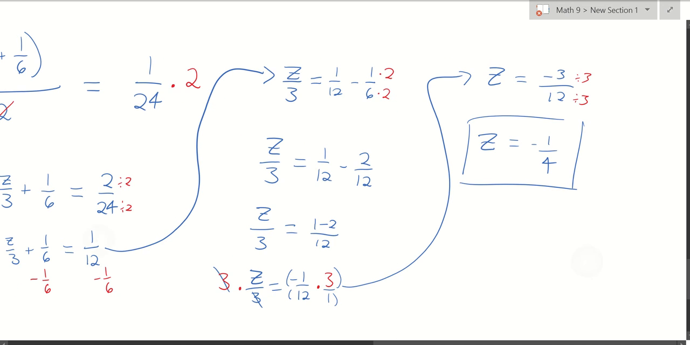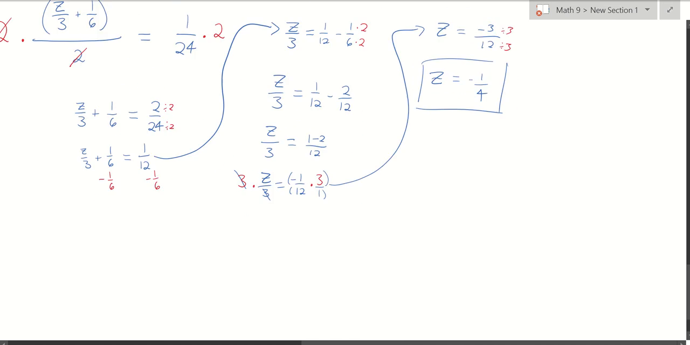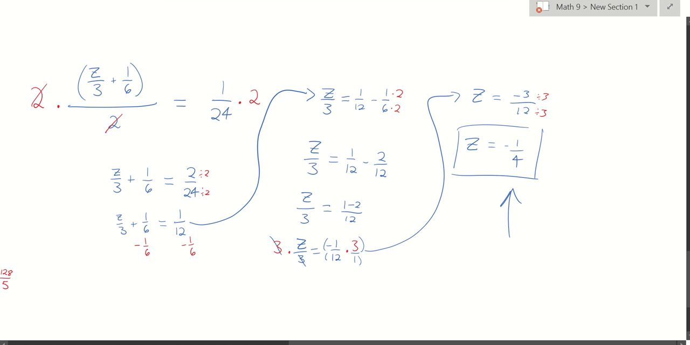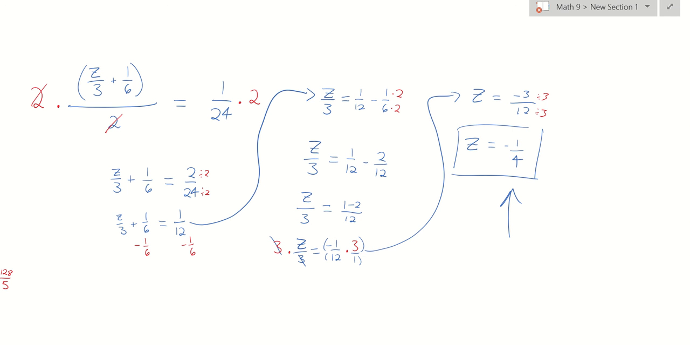If we want to make this equation true, z over 3 plus 1/6 divided by 2, if we want to make that equal to 1/24, well, the only value of z that would work is negative 1/4. So that's definitely a much trickier example. If you can do this example with ease, then you're in very good shape. If you can't do it easily yet, don't worry, practice makes perfect, and the more you practice equations like this, especially with fractions as well, the better you'll get.